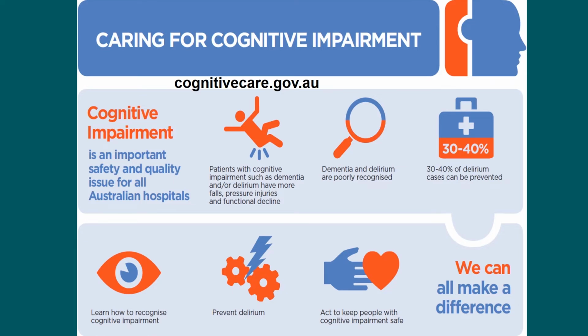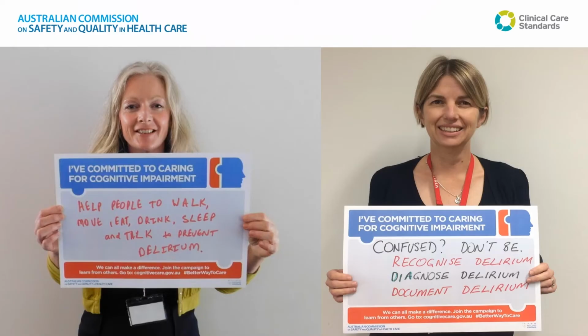So from 2016 to 19, we ran the Caring for Cognitive Impairment campaign to help prepare hospitals and clinicians for the new items under the National Safety and Quality Health Service standards. And as I said, assessment to these standards took place from January 2019. For that campaign, we had over 2,000 wonderful champions, and thank you to Anne-Marie Hosey and Karen Harvey here for their leadership in that process.